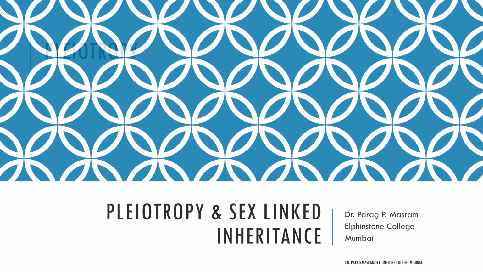The first is pleiotropy. Now, pleiotropy is nothing but when one single gene controls more than one character. Till now, we have seen polygenic characters, where one character was controlled by more than one gene. But over here, one single gene will control more than one character. Now, how can we come to that conclusion? Suppose there is a gene which is controlling a particular character, number one.